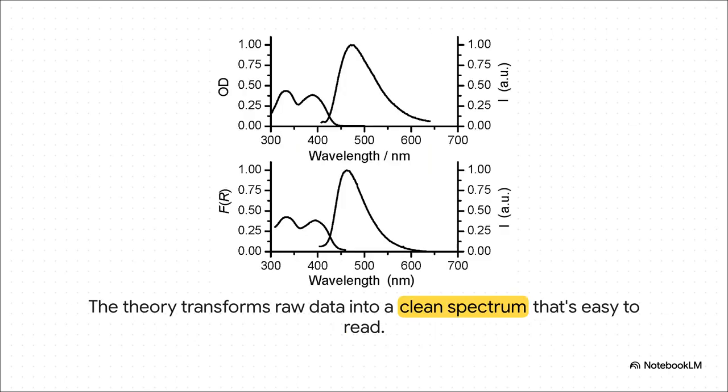And check this out. This shows you exactly what that transformation does. The bottom graph is the raw, kind of messy data we get from the machine. But after we apply the Kubelka-Munk magic, boom, you get the clean spectrum on top. All of a sudden, it looks like a perfect, easy-to-read absorption spectrum. This theory really does turn chaos into clarity.